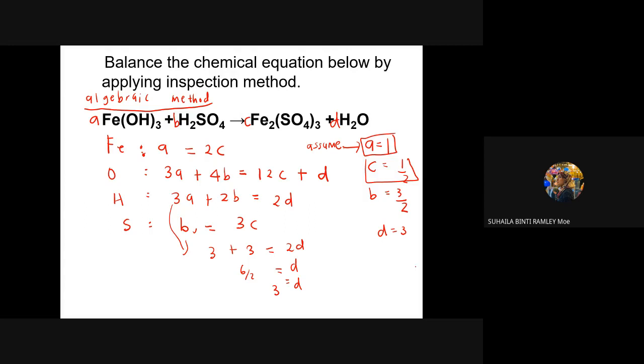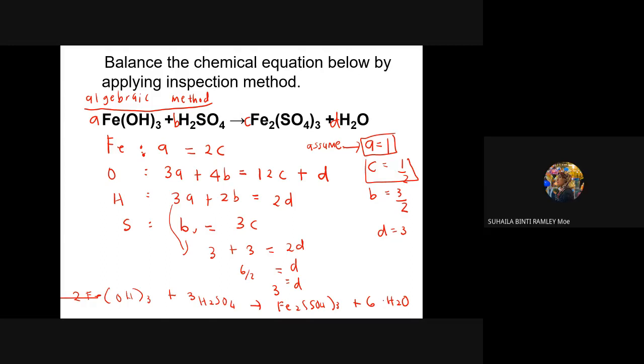Okay, so kamu dah dapat semua ni, A, B, C, D. Okay, substitute sinilah. Jadikan dia whole number. So kita times tu semua. So overall kita akan dapat 2Fe(OH)3 plus, okay, B is 3. Kita times tu semua, 3H2SO4, produce C, Fe2(SO4)3 plus D times 2, 6H2O.